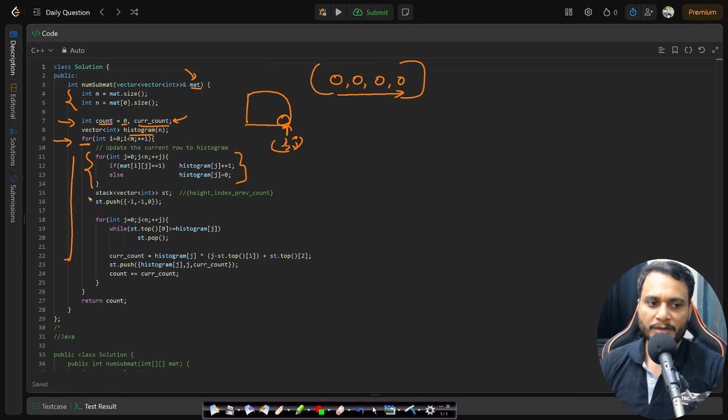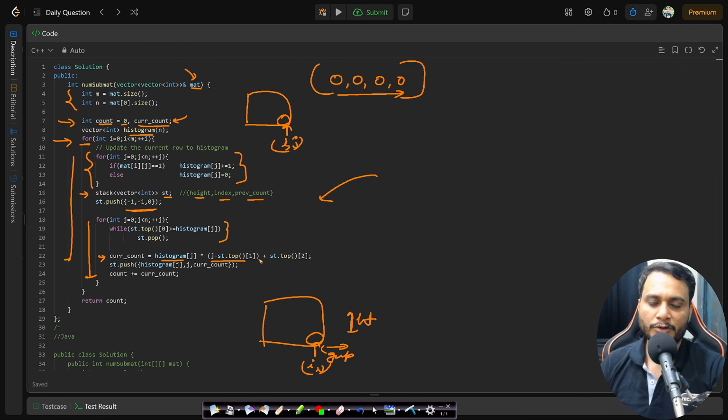Now after updating the histogram, we will be taking a stack and pushing a dummy value with the height, index and previous count as -1, -1, 0, so that we never run into a case of the stack being empty. And then we will be running for each of the elements in this particular row number i. So whenever we see an element, we will be trying to find the previous smaller element using the concept of monotonic stack, and as soon as we do that, then we will be calculating the count of valid submatrices ending at this index i, j, which will be equal to whatever is the height here, height multiplied by the gap that we already know, and the gap is j minus stack dot top.